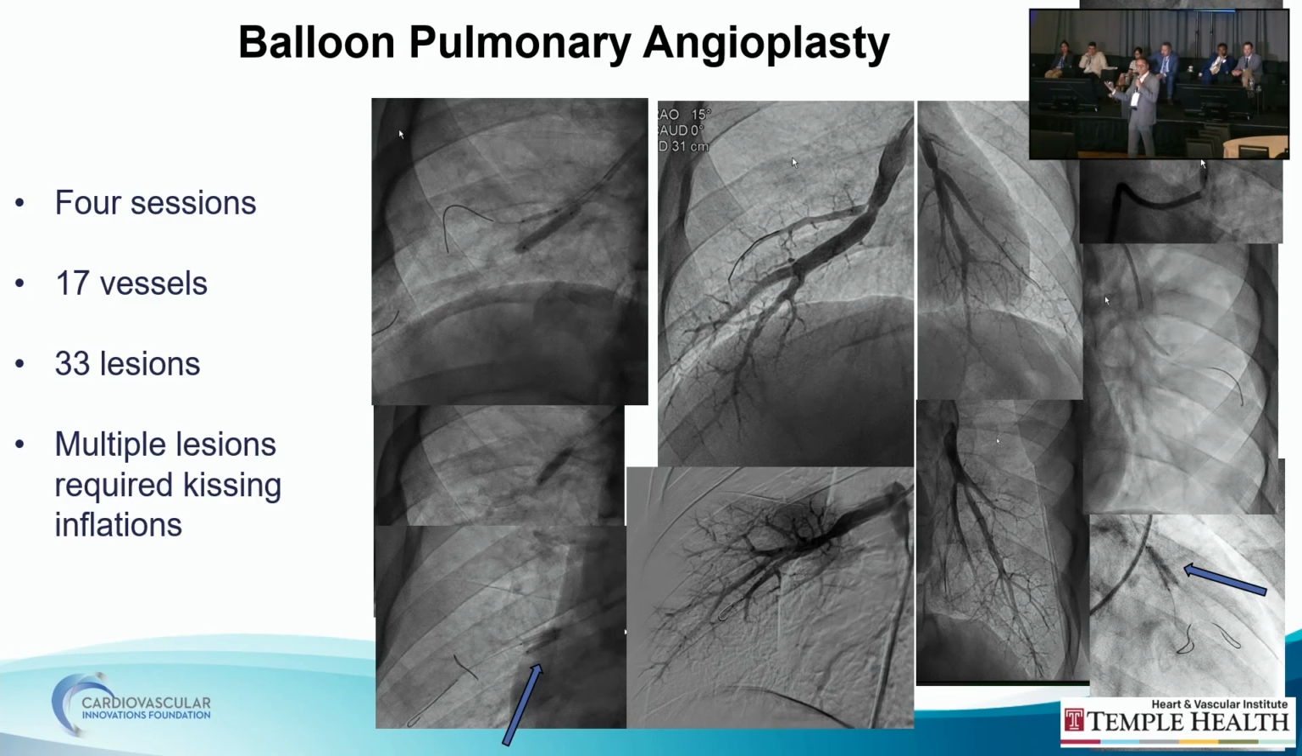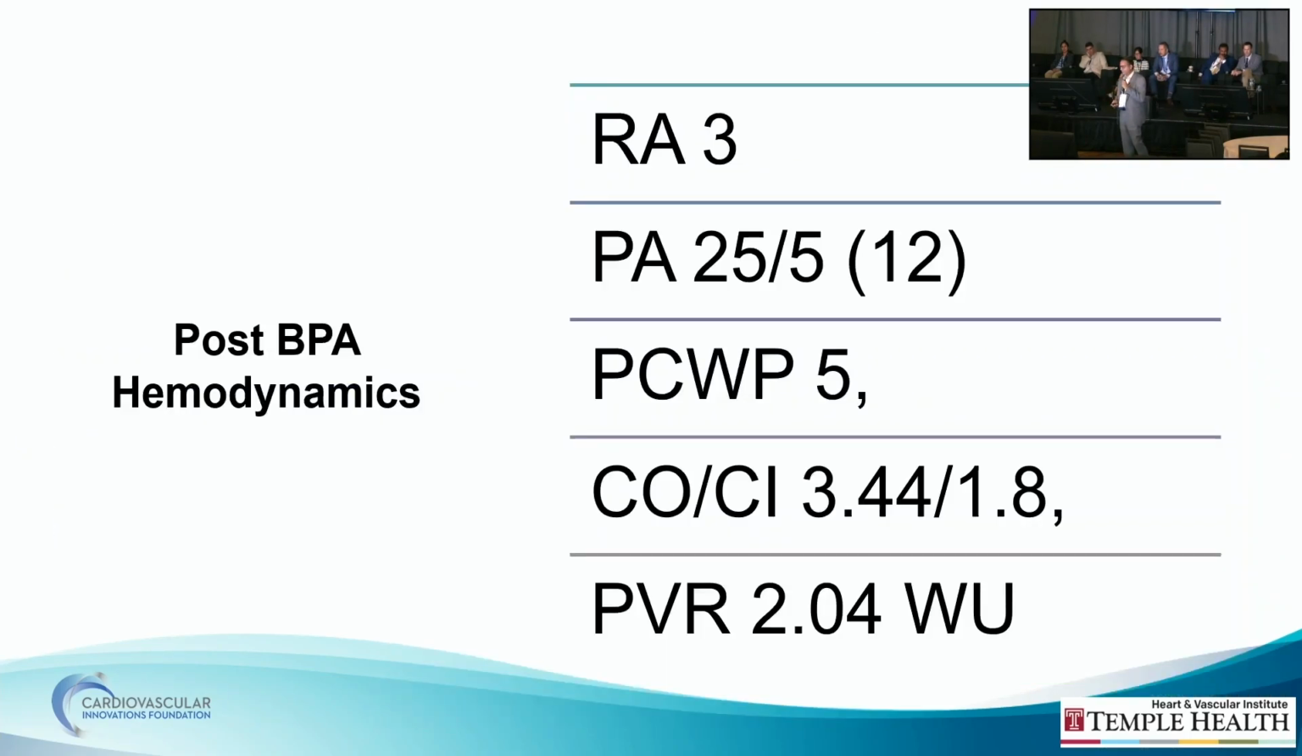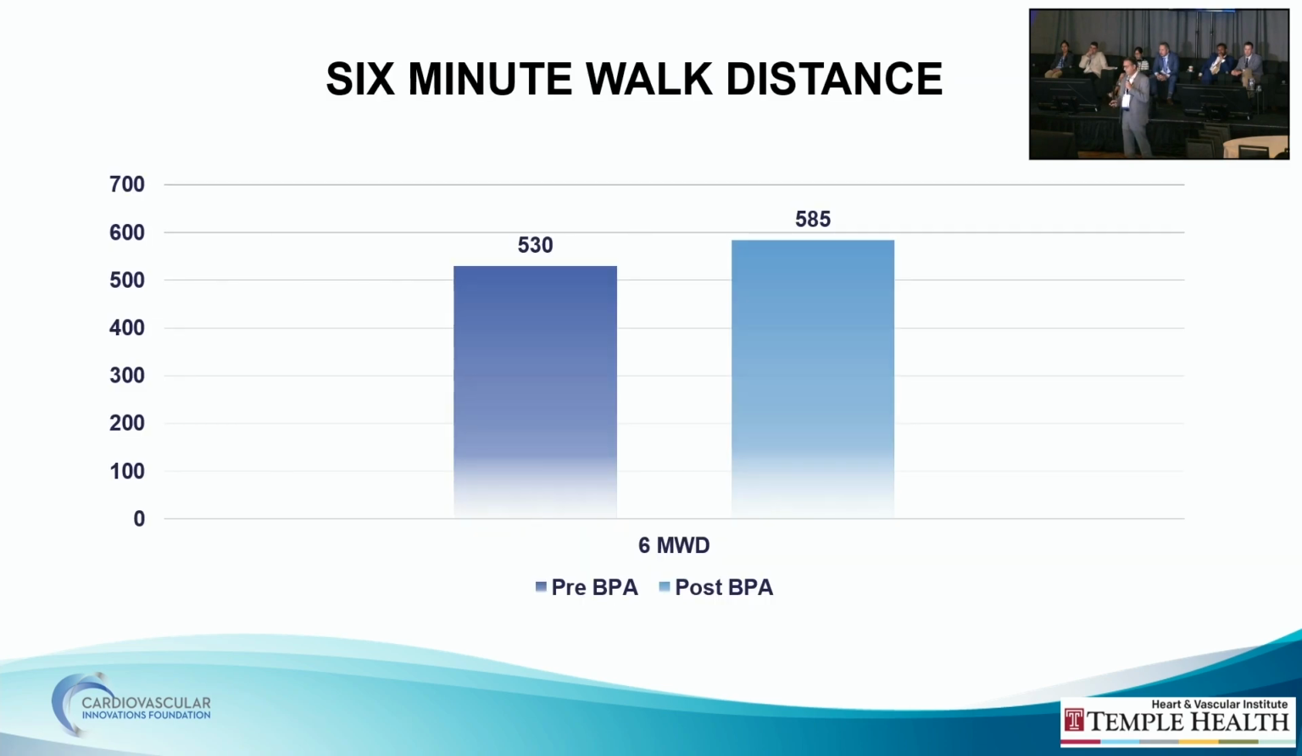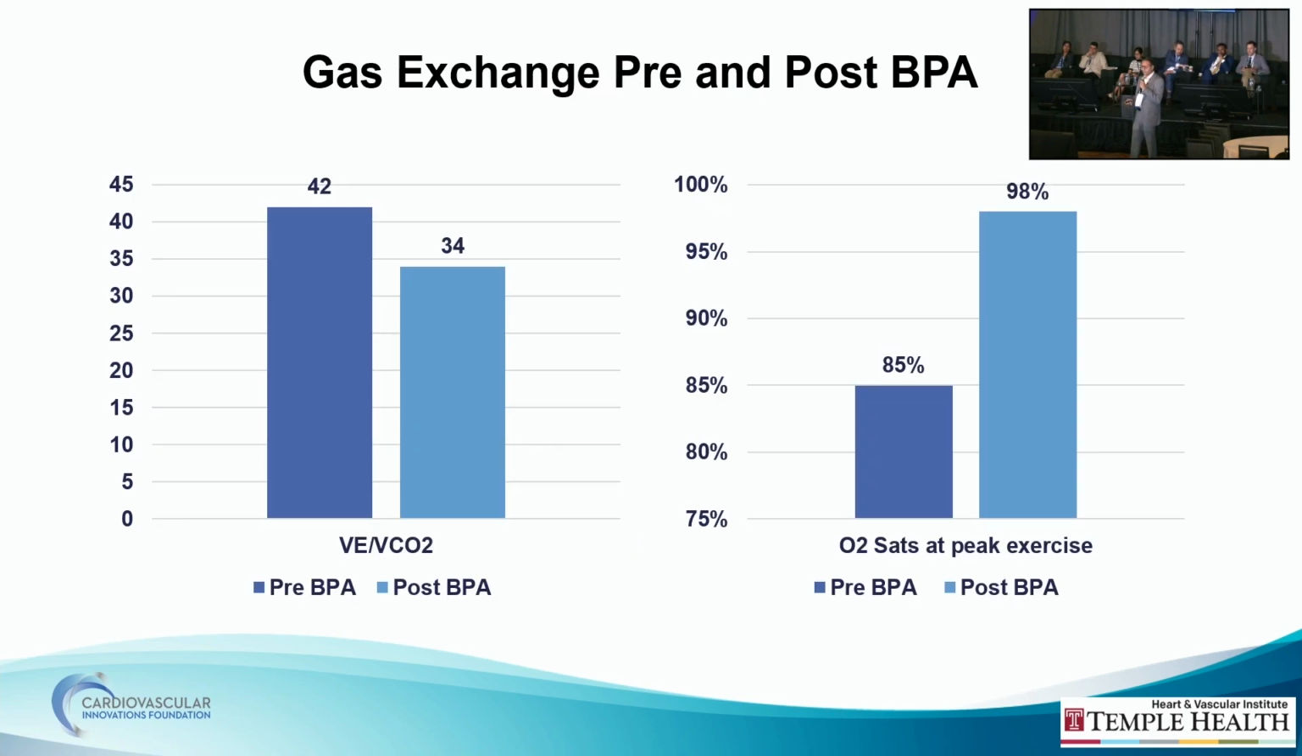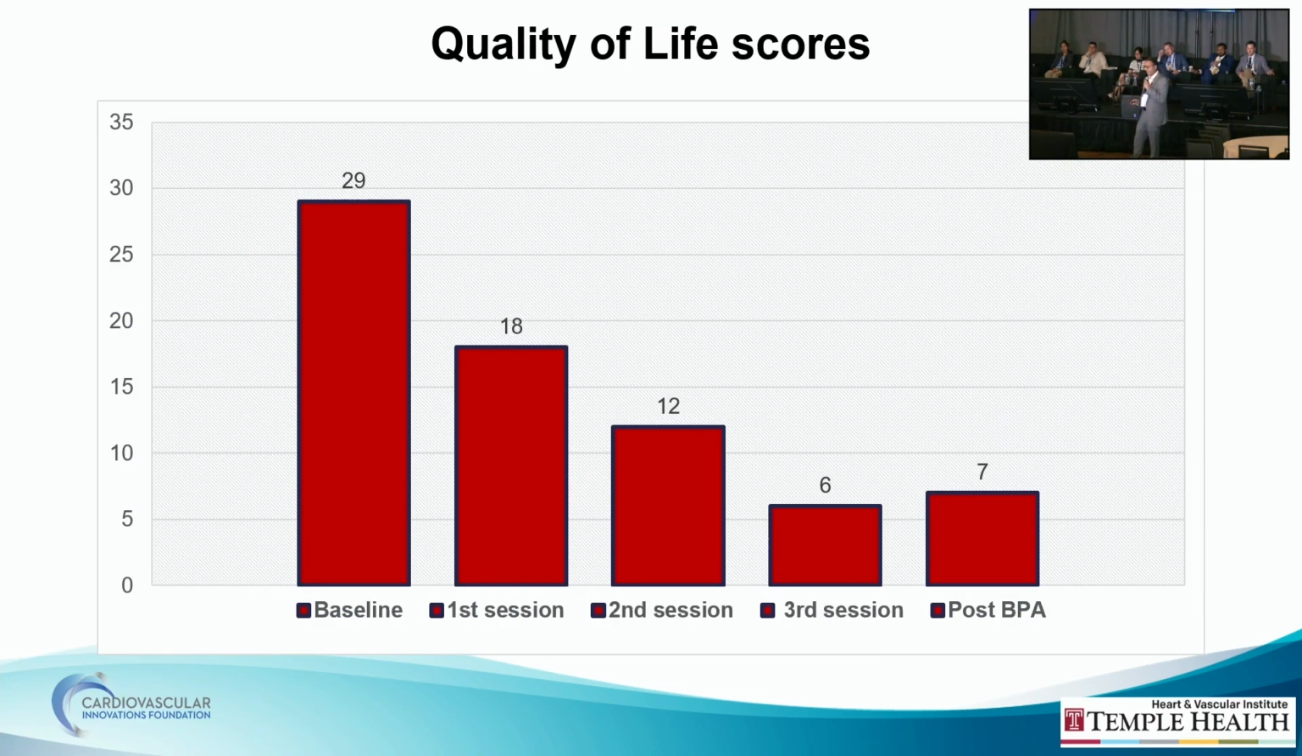So we did 4 sessions, 17 vessels, 33 lesions, and we did multiple kissing inflations because of bifurcation lesions. And after that, his mean PA pressure was 12, and his PVR was 2. So his 6-minute walk distance increased by 55 meters. His dead space ventilation completely normalized, and his peak oxygen saturation normalized as well. And his quality of life improved with every single session of balloon pulmonary angioplasty.